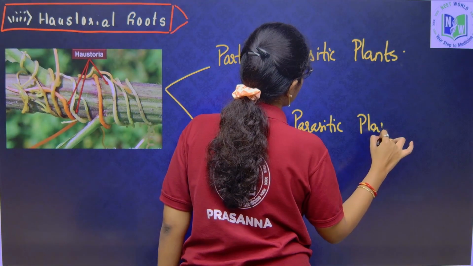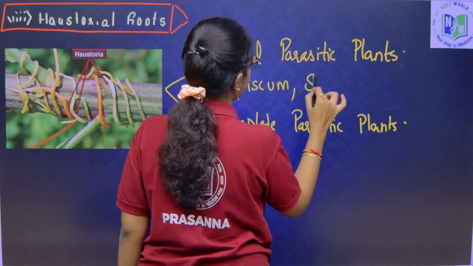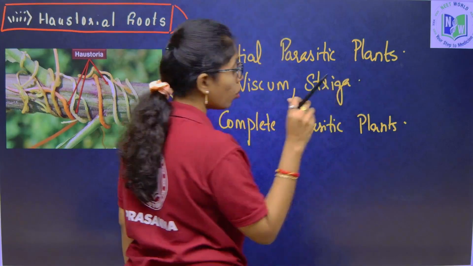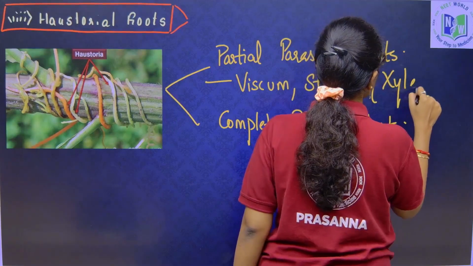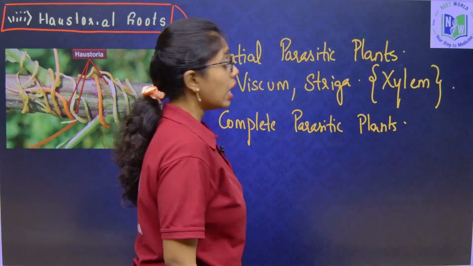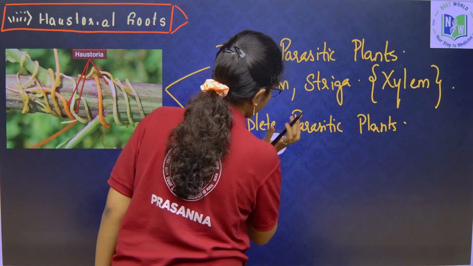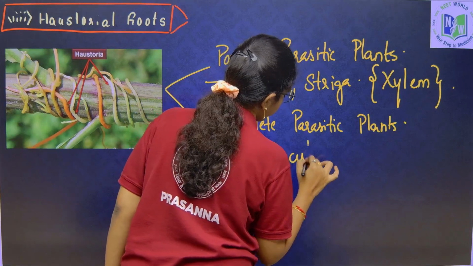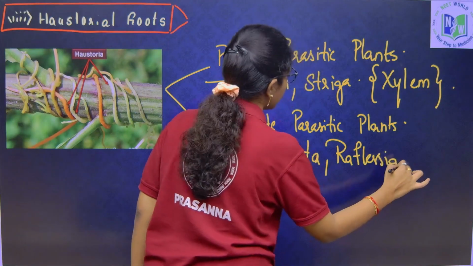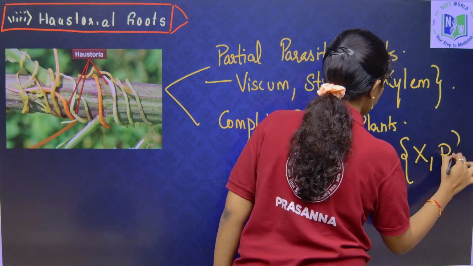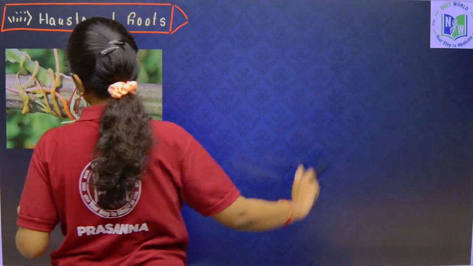The partial parasites include Viscum and Striga, which dwell only into the xylem tissue of the host plant. Complete parasitic plants include Cuscuta and Rafflesia, where the roots dwell both into the xylem and phloem tissues. Okay, this is about the haustorial roots or parasitic roots.